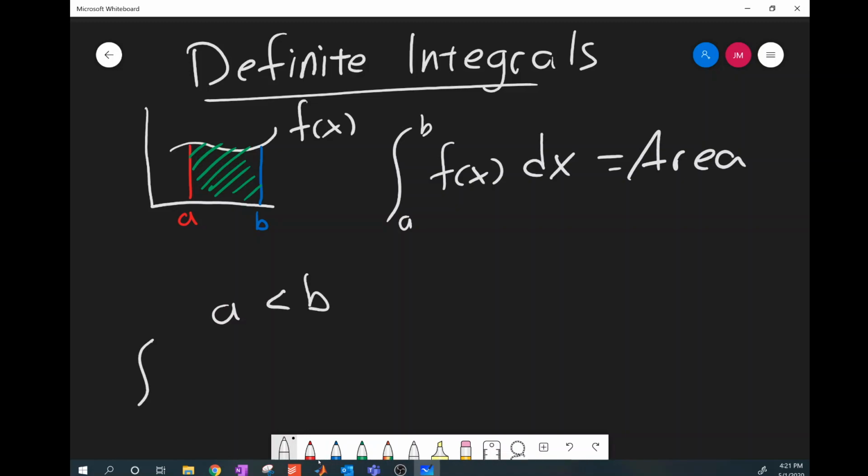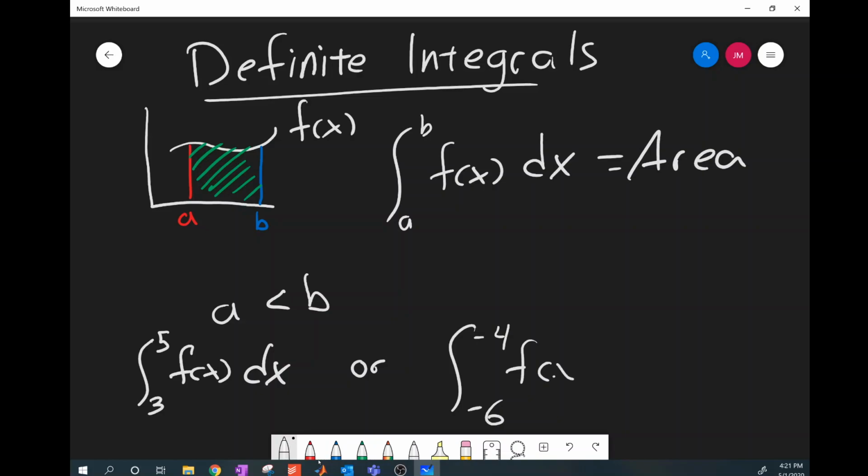So if I had a equals 3 and b equals 5, you can see your lower number is on the bottom. And let's say I had negatives. Let's say I had negative 6. So this would have to be greater than it. Okay, negative 6 is a larger negative, which makes it less than negative 4.